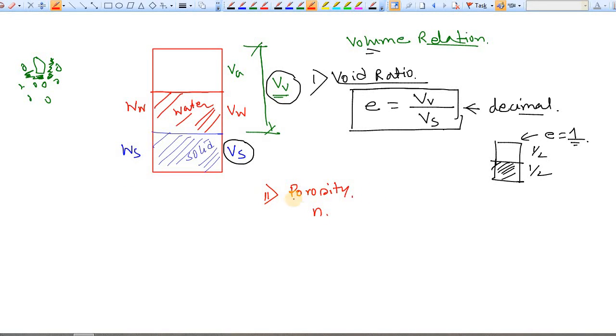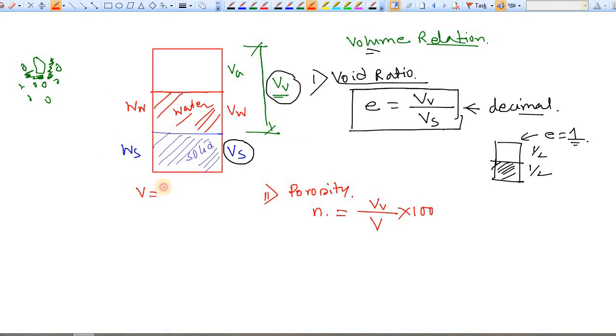Porosity, or n, is expressed as a ratio multiplied by 100. So what is the ratio? The ratio is the volume of void, that is volume of void Vv, to the total volume. So what is the total volume here?